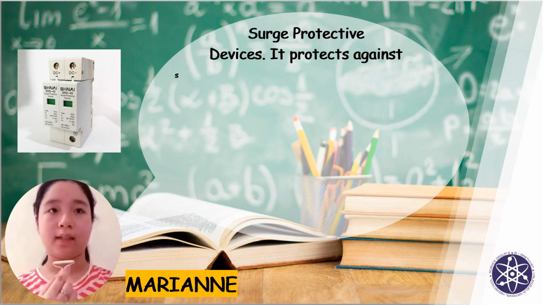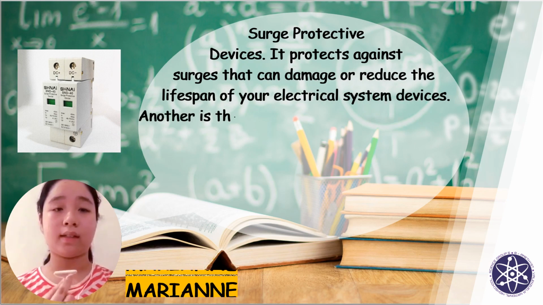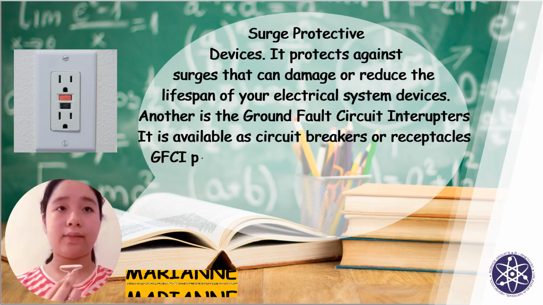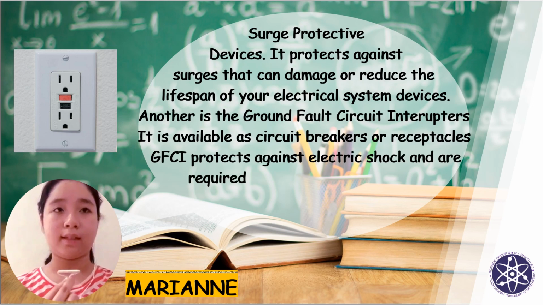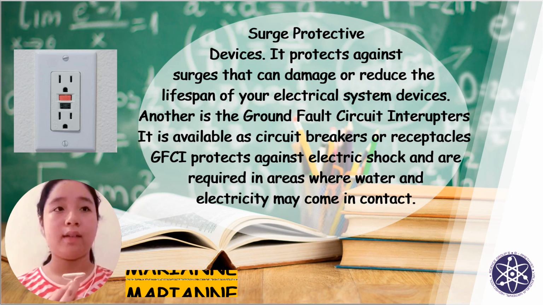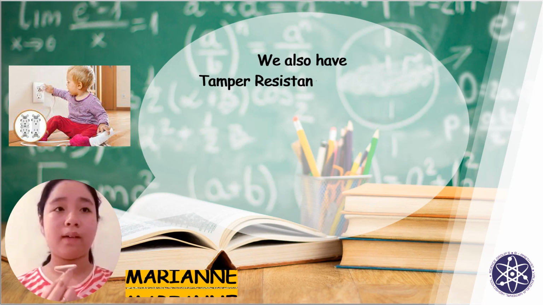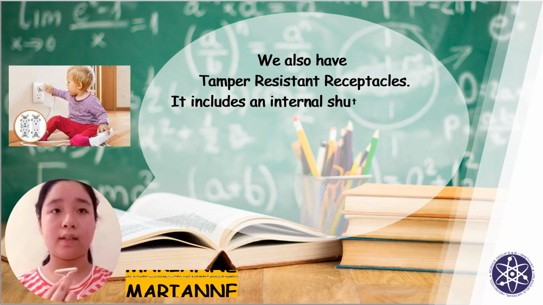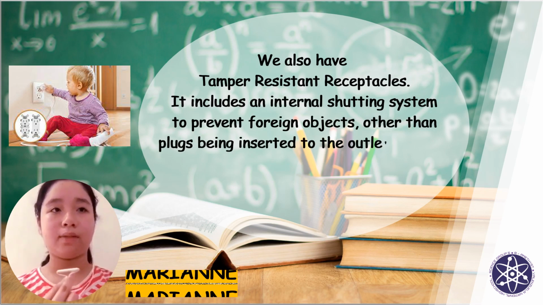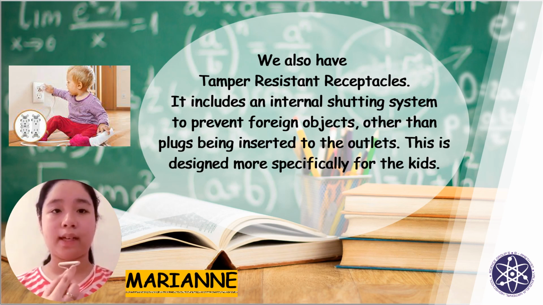Surge protective devices. They protect against surges that can damage or reduce the lifespan of your electrical system and devices. Another is the ground fault circuit interrupters. They are available as circuit breakers or receptacles. GFCI protects against electric shock and is required in areas where water and electricity may come in contact. We also have the tamper-resistant receptacles. They include an internal shutter system to prevent foreign objects other than plugs from being inserted into the outlets. This is designed more specifically for kids.